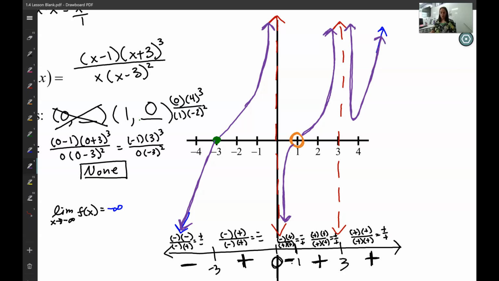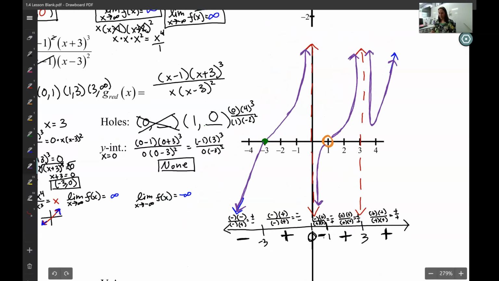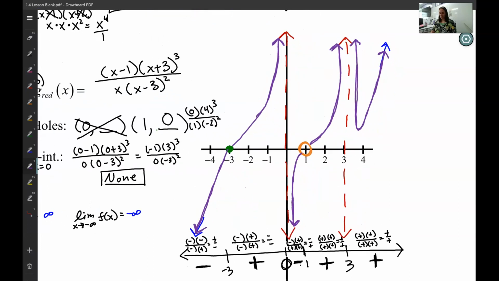Now, right now, you don't need to worry how low this has to go. We'll talk about that at a later date. Now, one last thing I want to talk about for this problem, this example.